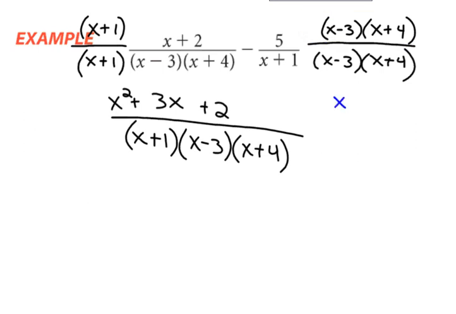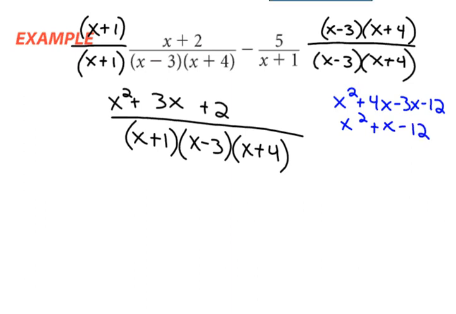X times x is x squared. Outside terms will give me positive 4x. Inside terms will give me negative 3x. Last terms will give me negative 12. Combine my x terms and get x squared plus x minus 12.